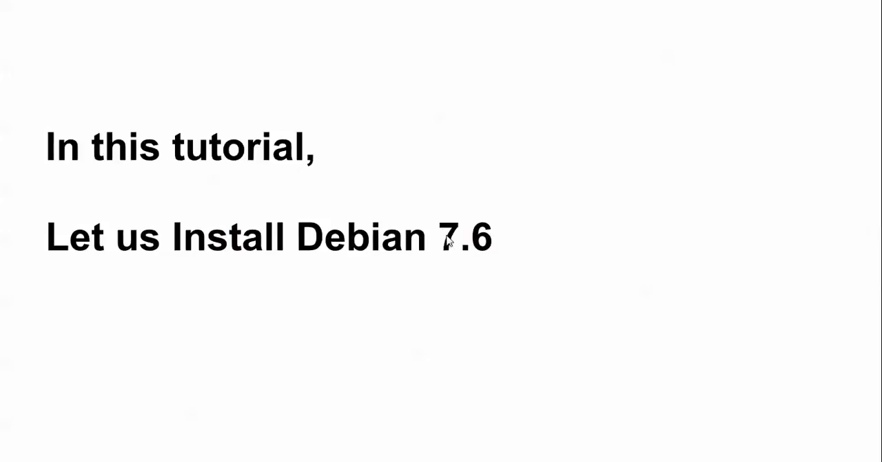In this tutorial, let us install Debian, version 7.6, on your VirtualBox, or you can install it on your laptop, or on your servers, and also on your desktop. You can install it with the help of a pen drive. You need at least a 4 GB pen drive with free space, and you can also use a DVD writer.